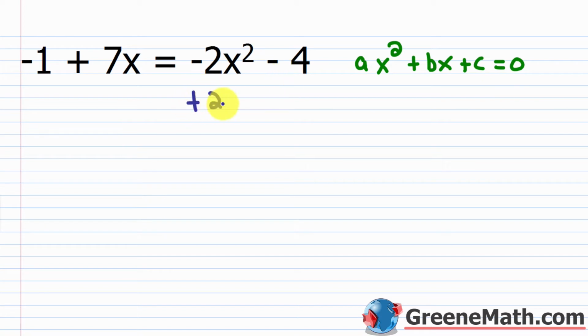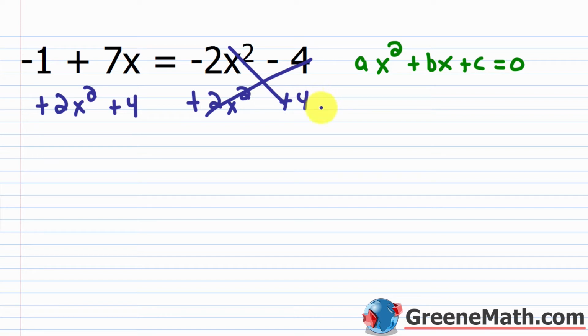So I'm just going to add 2x squared to both sides of the equation. And I'm going to add 4 to both sides of the equation. So this is going to cancel, so the right-hand side is just going to be a 0. On the left-hand side, I'll have my 2x squared, and then you have 7x, so plus 7x. And you got -1 plus 4, which is going to be plus 3. And again, this is equal to 0.